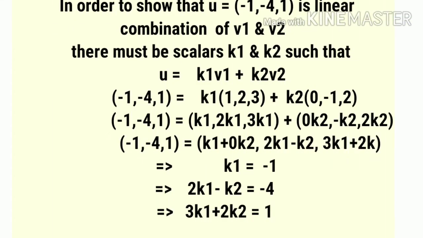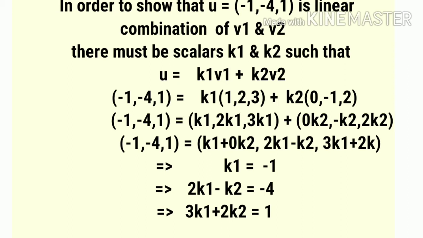Solution of example. In order to show that vector u is equal to (-1, -4, 1) is a linear combination of vector v1 and v2, there must be scalars k1 and k2. Vector u can be written as k1 v1 vector plus k2 v2 vector. Therefore, vector u is equal to (-1, -4, 1) is equal to k1 times vector v1, (1, 2, 3), plus k2 times vector v2, (0, -1, 2).